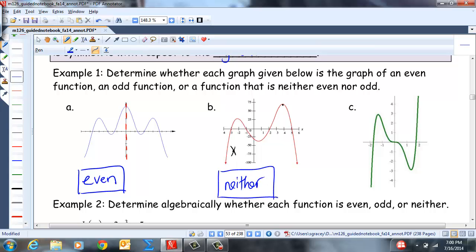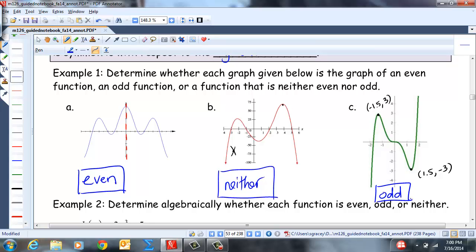And what about this one? In this case, I see an ordered pair here, which appears to be at about negative 1.5, positive 3. And if I go over here to positive 1.5, negative 3, I have an ordered pair. So approximately negative 1.5, positive 3 is on the graph. Positive 1.5, negative 3 is on the graph. You see how they're swapped? So we would call this one odd.